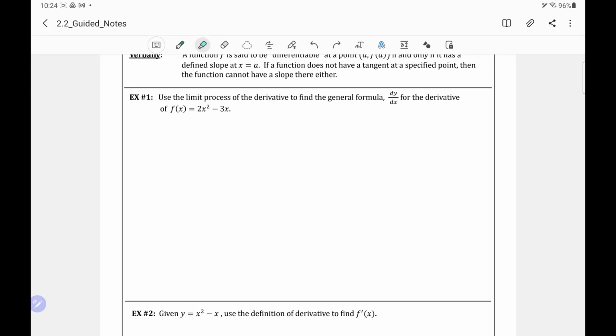Number 1 says, use the limit process of the derivative to find the general formula dy dx for the derivative of f of x equals 2x squared minus 3x. So we're just going to use this formula, and actually you may think, well, what is any different than what we did in lesson 1? That's okay if you're thinking that. We're just now realizing or stating that we're actually finding the derivative, and we're practicing this other notation.